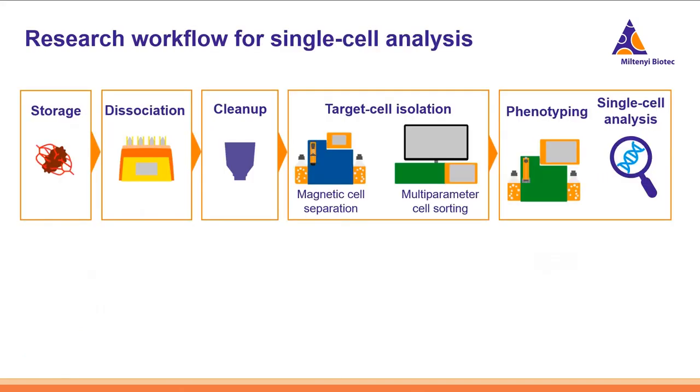And here you can see the research workflow for single cell analysis. First of all, we will need to store our tumor after dissection, and then we need to dissociate it. The sample usually needs several cleanup steps afterwards, and then in most cases we need to enrich the cell type that we are interested in studying. Finally, there's going to be a QC step, usually by flow cytometry, and then there's going to be single cell analysis, which will be either proteomics, genomics, or transcriptomics data.